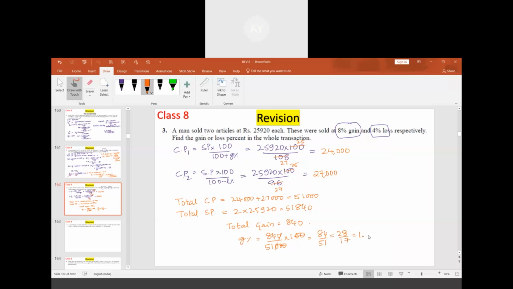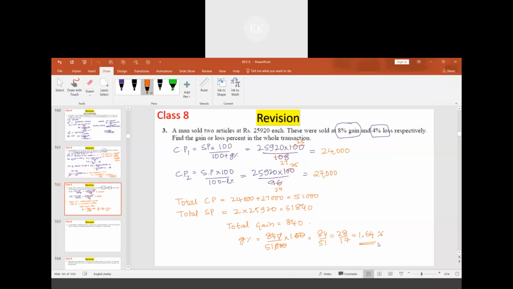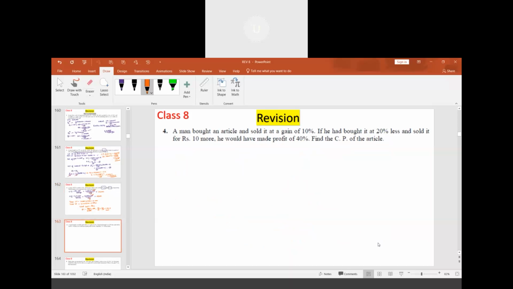So we have to find it in decimals. 28 by 17 is one integer and then 11 by 17. Approximately, we get 1.64%. So it is 1.64% gain percent. Okay.